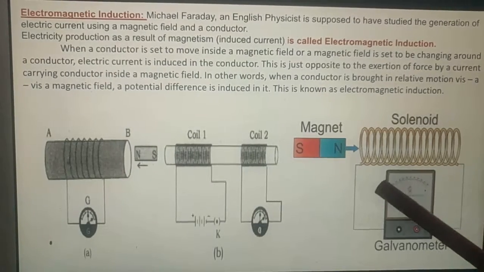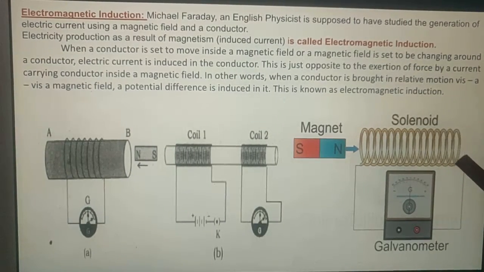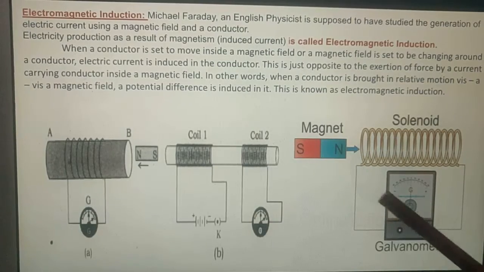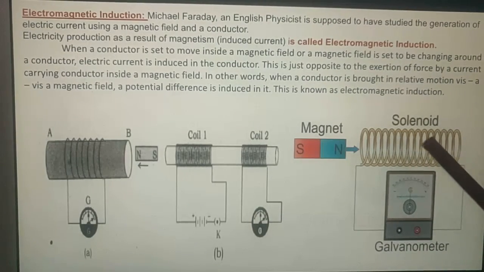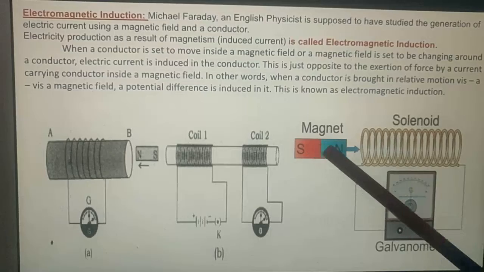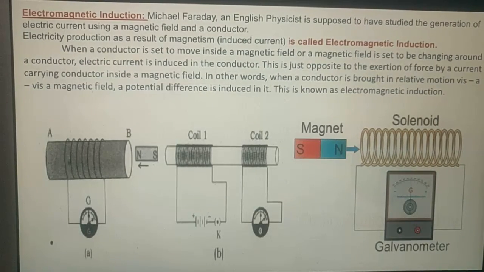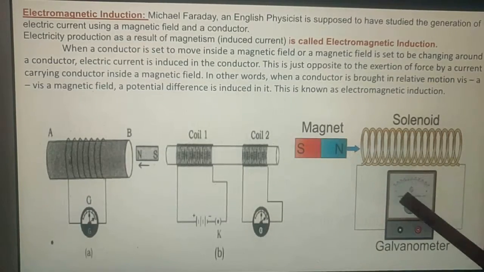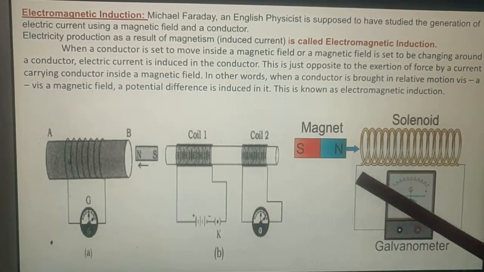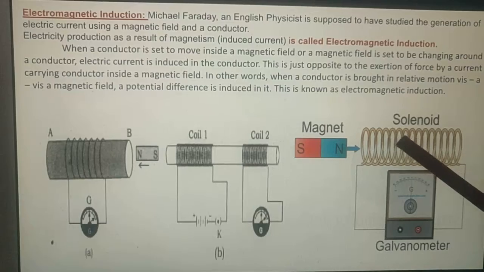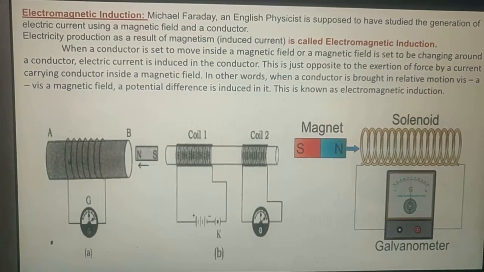You see in this, this is the solenoid coil and it is connected with the galvanometer. We are moving simply the magnet inside and outside. When we bring it inside, its deflection will be on the right side. If we bring it back, its deflection will be on the other side. But if we keep it inside, there will be no deflection.